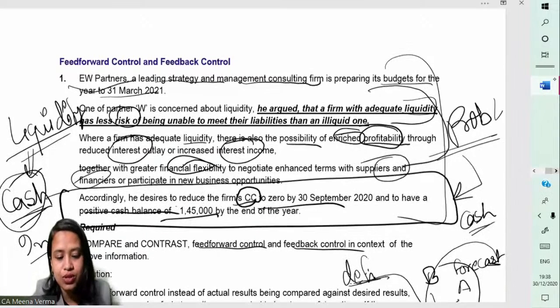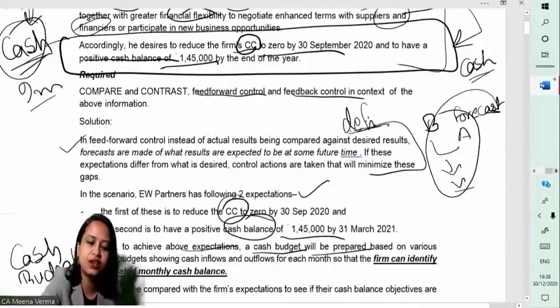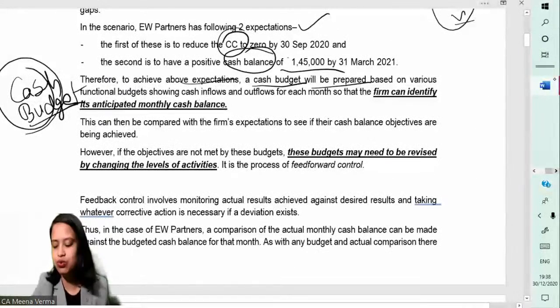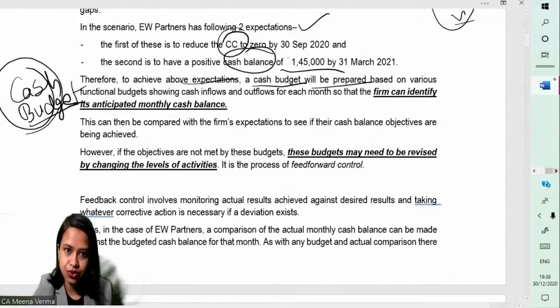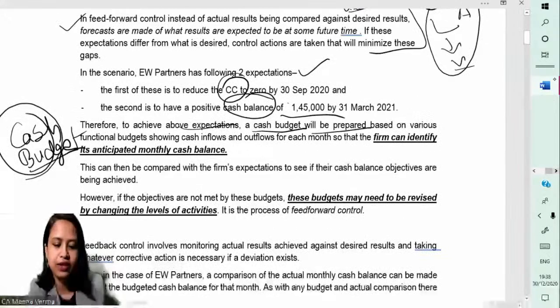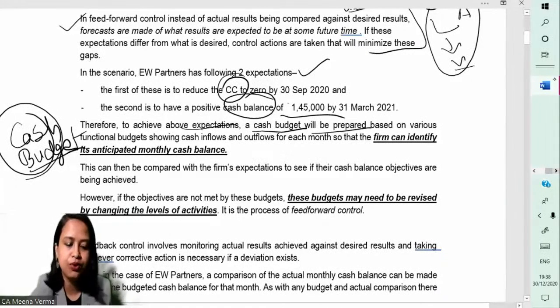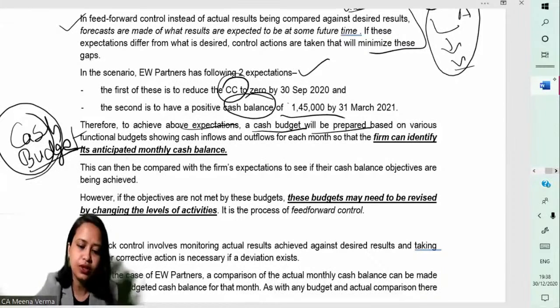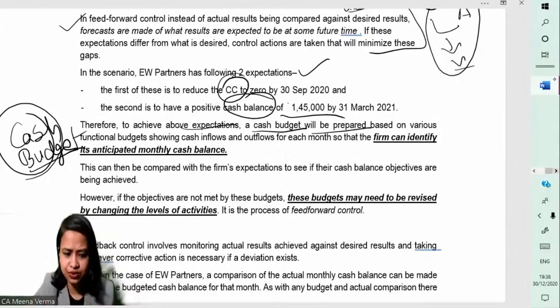You need to consider the cash budget, and that is why they are talking about it. The cash budget will help you to tell that yes, we have this cash credit as zero now, and the cash balance is this. You can find it with the help of the cash budget. So to achieve the above expectation, you need a cash budget.